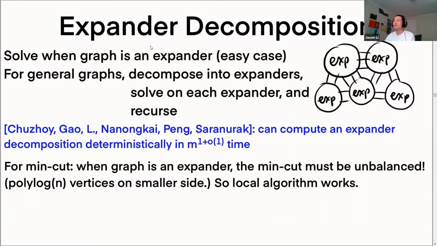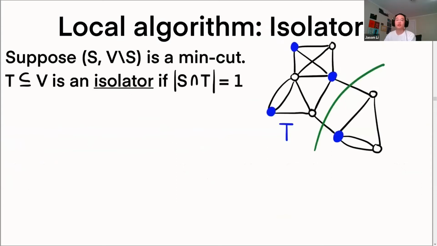Now, why are expanders easy for min-cut? Well, it turns out if the graph is an expander, then the min-cut must be unbalanced. So we'll see this later on. We'll define expanders more formally later on. The point is, in an expander, the global min-cut must be unbalanced. So therefore, the local algorithm works, the algorithm we highlighted in the previous slide. Okay, so that's it for the general high-level overview of both techniques.